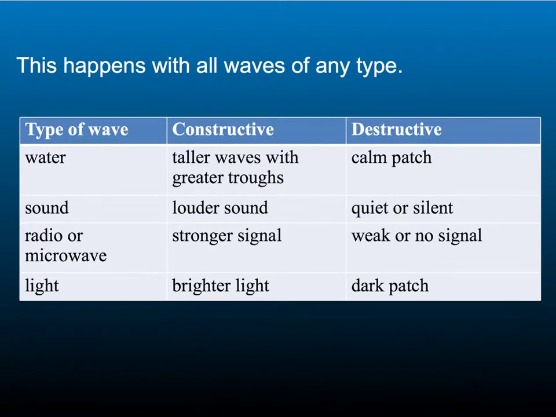This effect happens with all types of waves, not just water waves. Interference happens with sound waves, radio waves, microwaves, and even light waves. When two waves reinforce each other, you get a louder sound, stronger radio or microwave signal, or a brighter area of light. If the waves cancel out, then the reverse happens. You get a darker region, a weaker signal, or a quieter sound. If the cancellation is perfect, it will be silent.